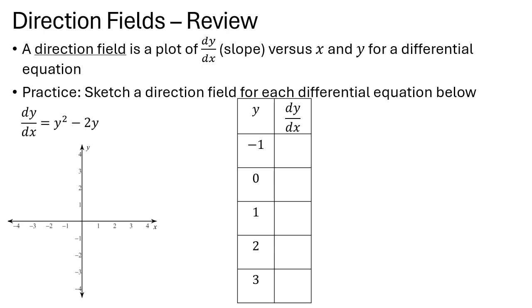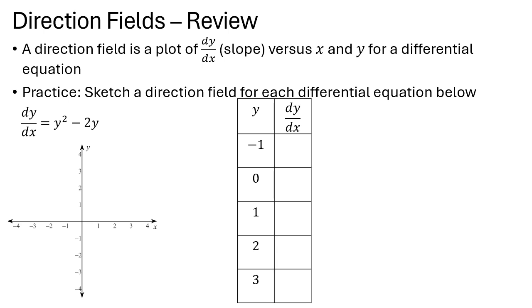Before we can qualitatively represent systems of differential equations, we need to review direction fields, which we covered earlier in the semester. So a direction field is a plot of the slope dy dx versus x and y for a differential equation. As an example of this, we start with the differential equation dy dx is equal to y squared minus 2y.